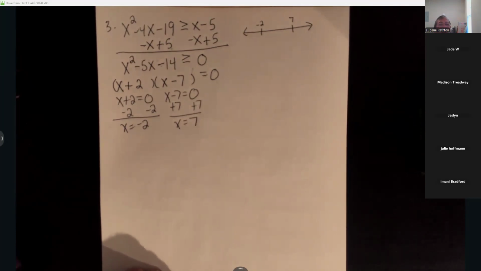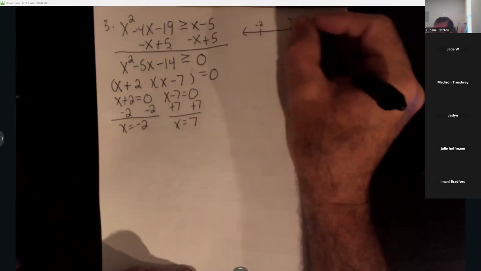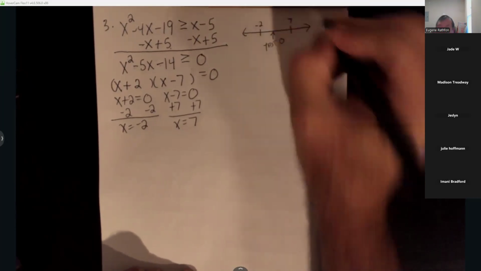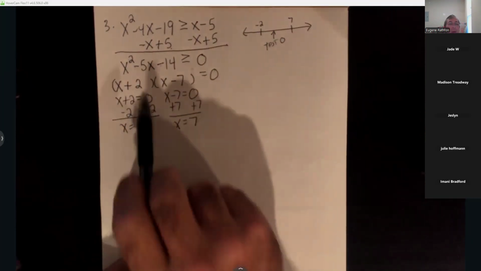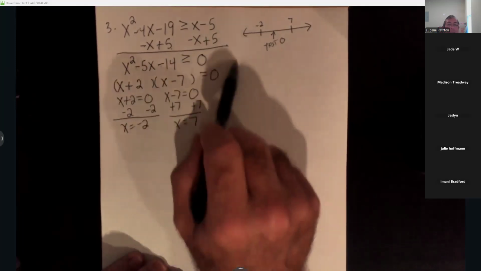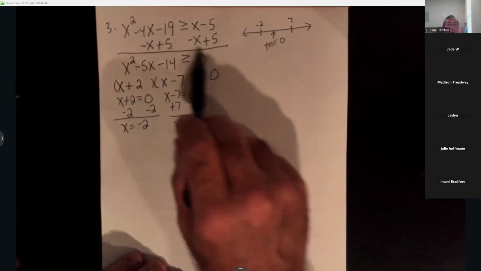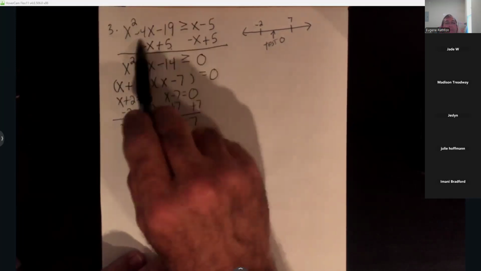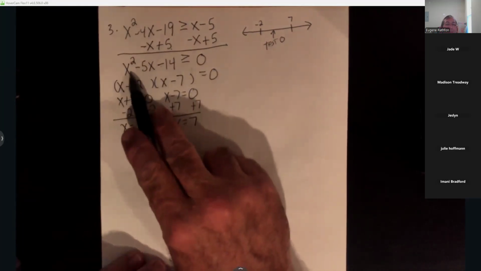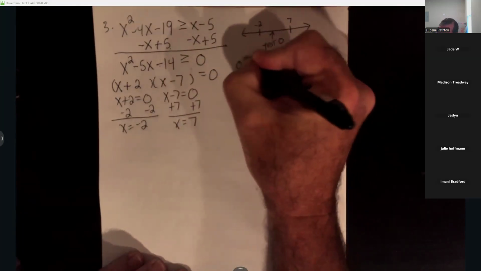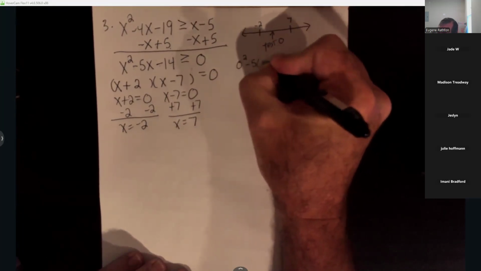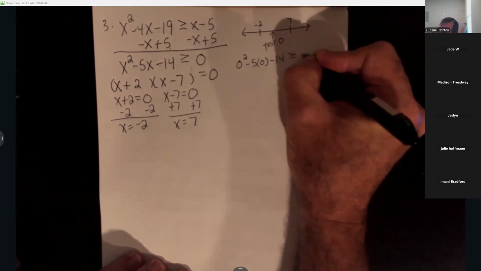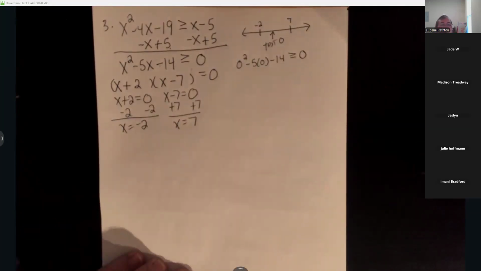All righty, so I know zero's in between a negative 2 and 7. So I'm going to test 0 by putting a 0 into this one. Since this one's already solved, this is the one I'm going to use, okay? Now, you could use that first one, but it's a lot more stuff there. So I'm going to do 0 squared minus 5 times 0 minus 14 has to be greater than or equal to 0.